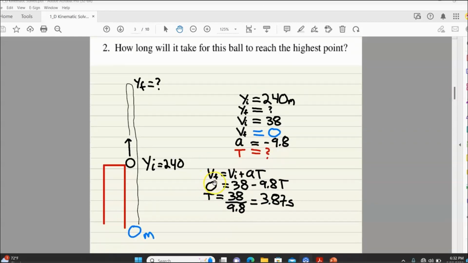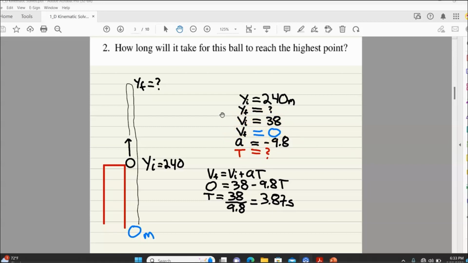Part 2. How long will it take the ball to reach the highest point? So now, again, you draw the picture, but there's a different initial and final point. The initial point is the same, but now the final point is no longer on the ground. The final point is the highest point, and it's asking for how long will it take for the ball to reach the highest point. Once you draw the picture, you then write down all of your variables and fill them in. Y initial is 240 meters. Y final is unknown. V initial is 38 meters per second.